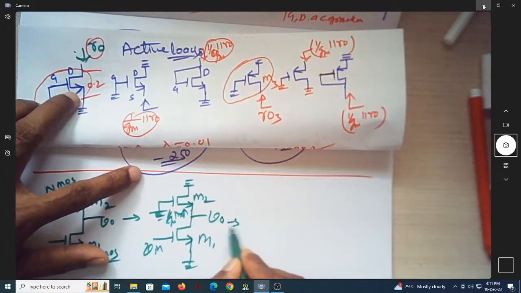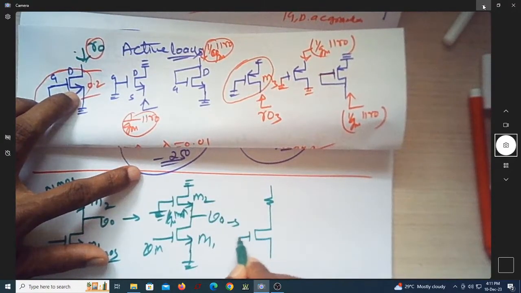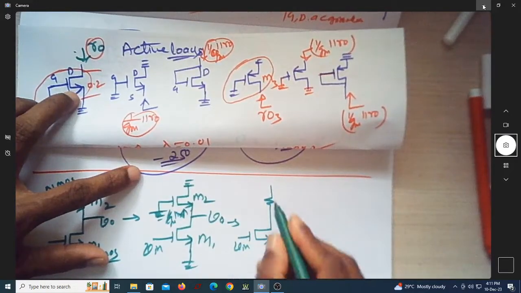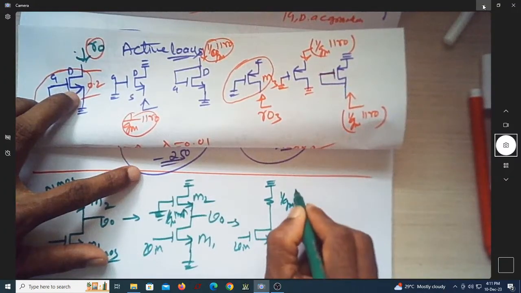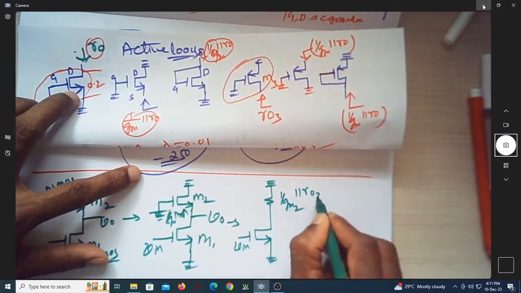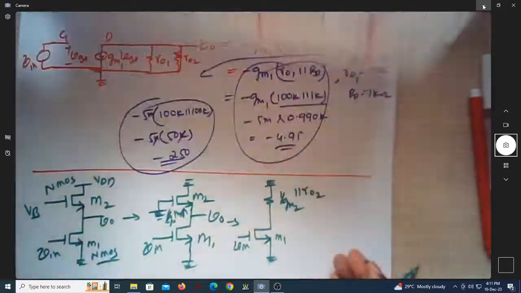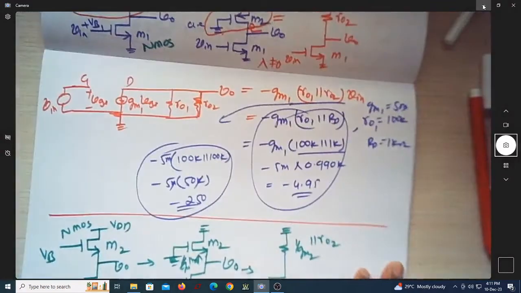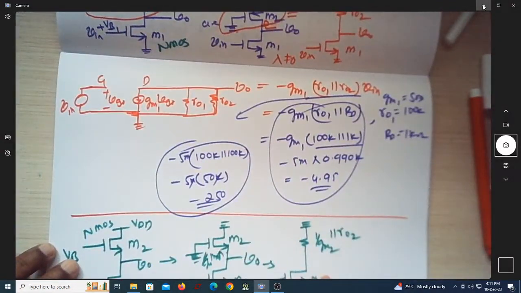Now can I rewrite this as Vin, this is ground, this is this. Is this AC ground? Is it not 1 over GM parallel with R0? So shall I do it as 1 over GM in parallel with R02, because this is the M2 resistor? So what is this? This is M1. Correct? Now, of course I can write a small signal model of this one.